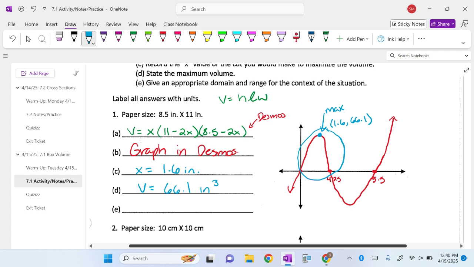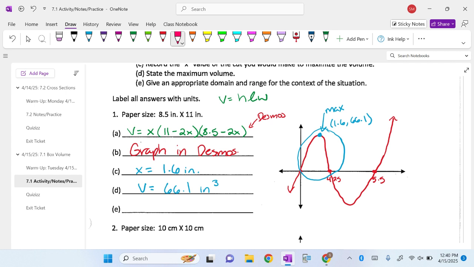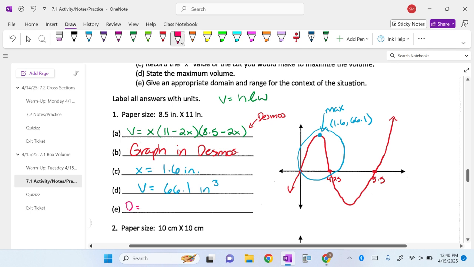Now, given the domain and range, what do you think my domain would be in context? We're only using the part that I care about. So my domain would be from what two X values? Look what I circled in blue. Right, it'll be from 0 to 4.25. And we're going to keep those in parentheses because they can't quite hit either of those numbers.